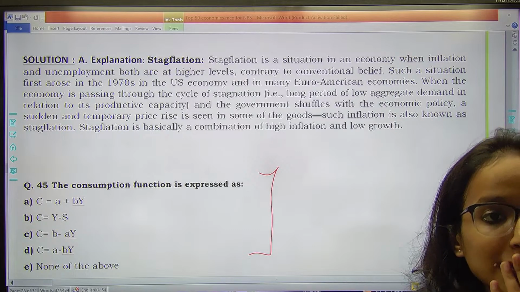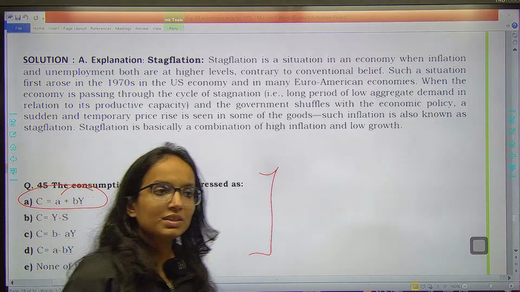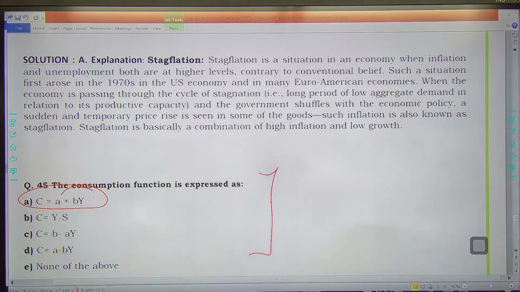So the consumption function is C = A + BY. There should be no confusion in this. This is very basic, right? C = A + BY.